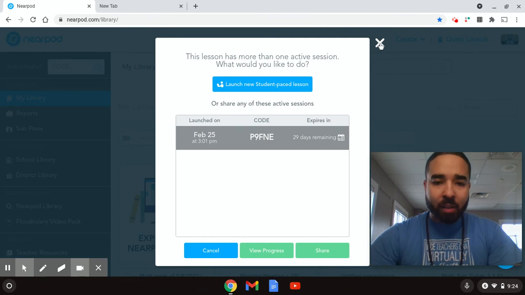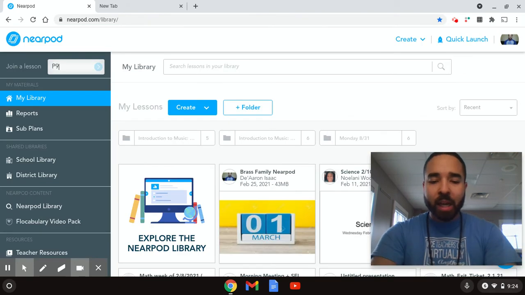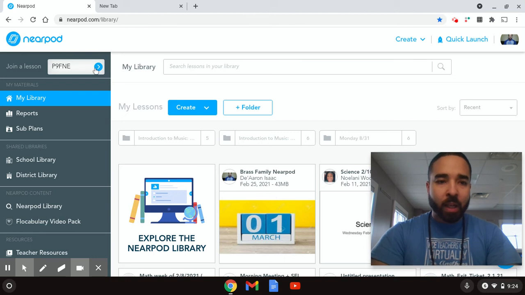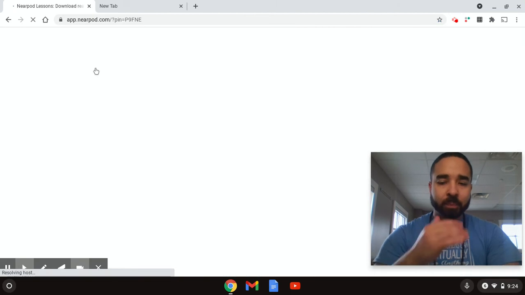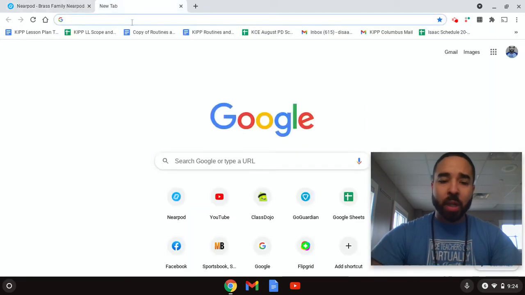So for example, I see my code here, P9FNE. It takes me to the Nearpod. And what you'll be doing is watching me do this Nearpod as you are also following along in your Nearpod. So you'll need two tabs up.